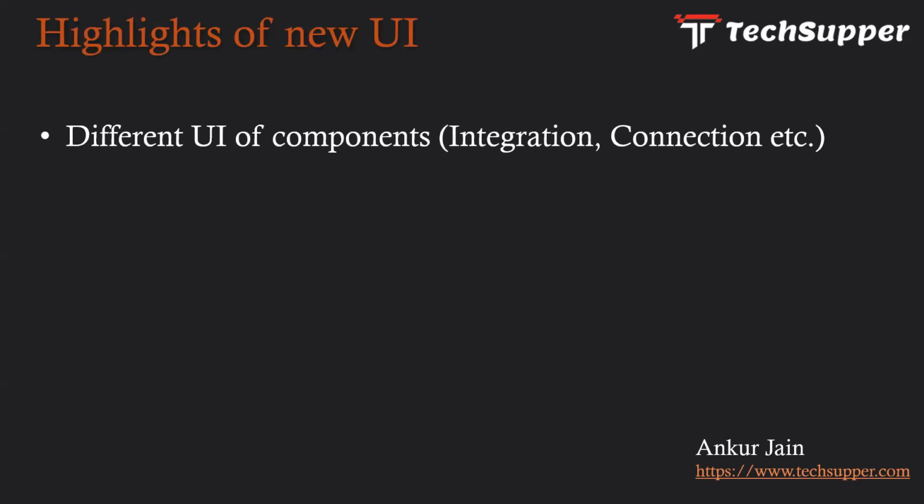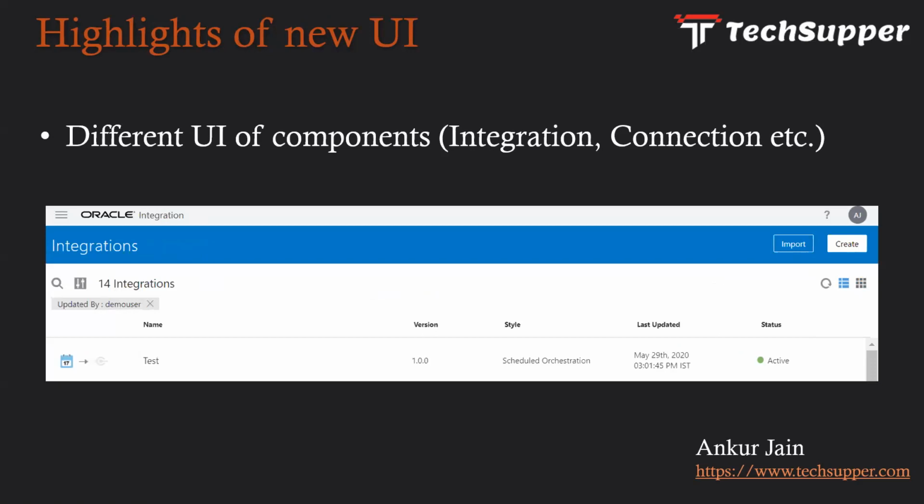So let me just highlight all the new UI, and I'm going to describe all the new features in detail. Different UI of components, integration or connection. Now when you log in to the Integration Cloud, you will see a completely new user interface to see all the integrations. Here you see a totally different UI from the older one, and the list of integrations is shown in a different manner, like name, version, style, last updated, and then status. If its status is showing active, which means the integration is in active mode.